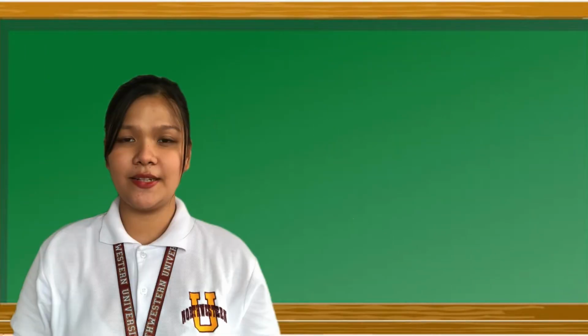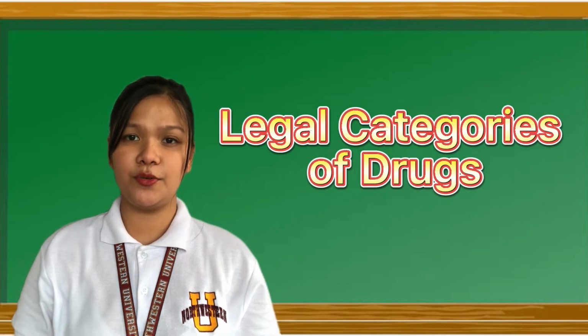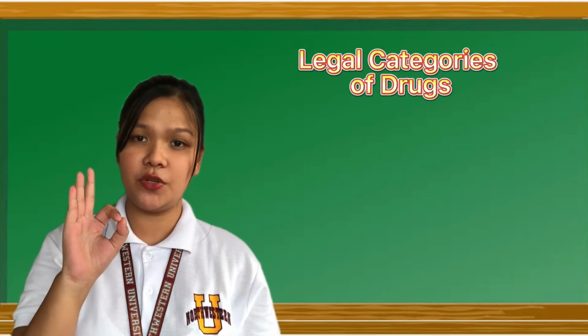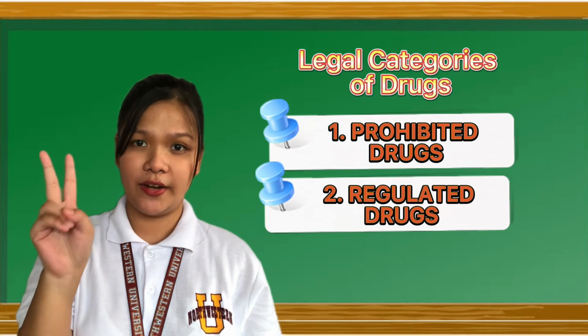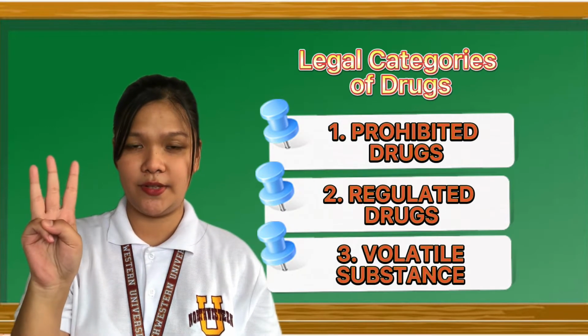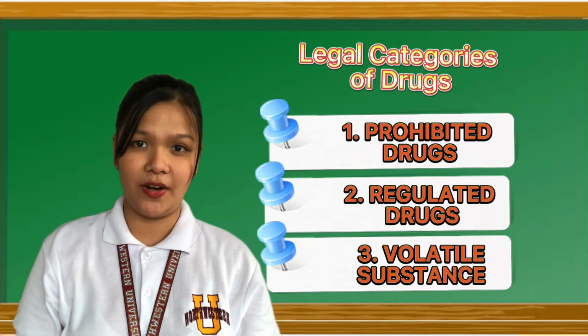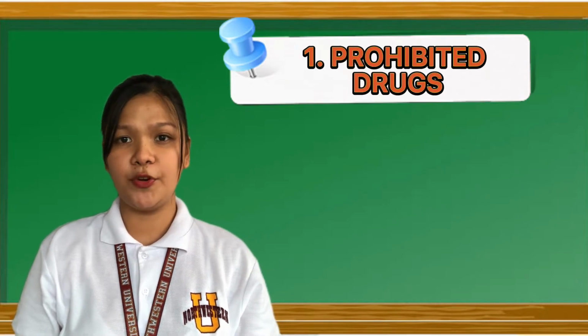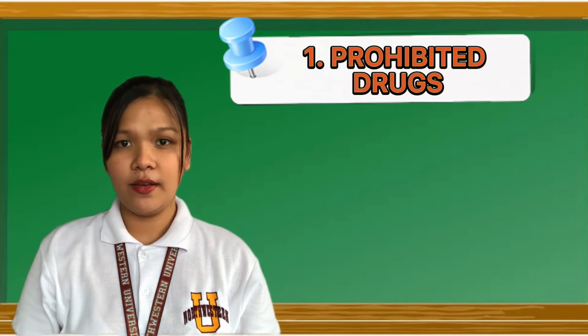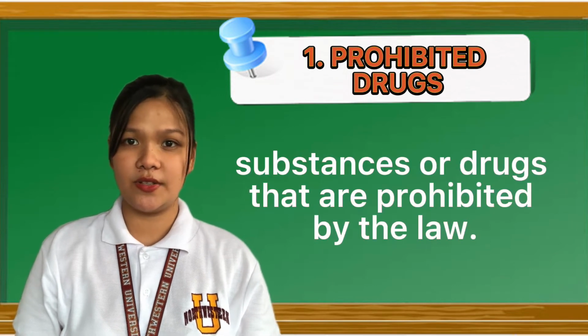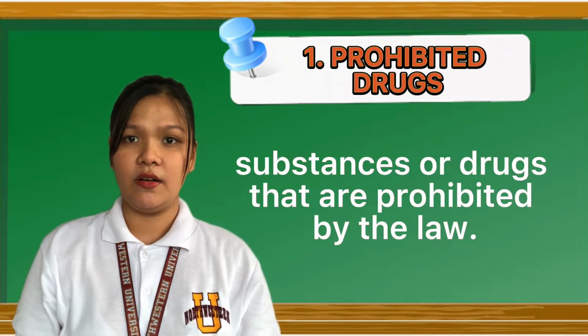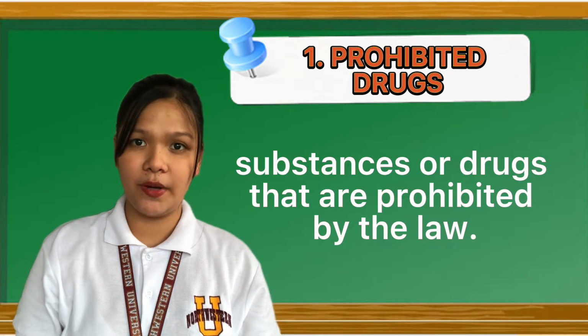The first one is legal categories of drugs. So there are actually 3 categories, which are prohibited drugs, regulated drugs, and the volatile substance. Let me explain the first one, which is the prohibited drugs. So what are prohibited drugs? Well, these are substances such as a drug that are banned or forbidden by the law.